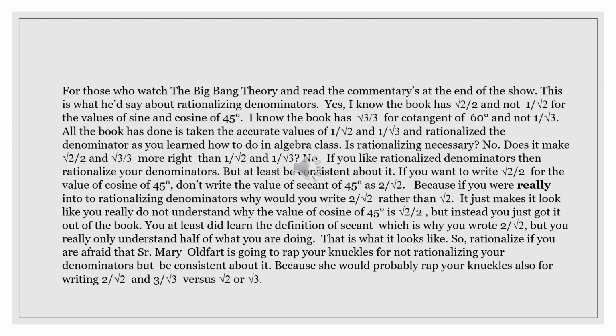If you want to write square root of 2 over 2 for the value of cosine of 45 degrees, don't write the value of secant of 45 degrees as 2 over the square root of 2, because if you were really into rationalized denominators, why would you write 2 over the square root of 2 rather than the square root of 2? It just makes it look like you really don't understand why the value of cosine of 45 degrees is square root of 2 over 2, but instead you just got the value out of the book. You at least did learn the definition of secant, which is why you wrote 2 over the square root of 2, but you really only understand half of what you're doing. That is what it looks like. So rationalize your denominators. If you're afraid that Sister Mary Oldfart is going to rap your knuckles for not rationalizing your denominators, then do it, but be consistent about it, because she would probably rap your knuckles also for writing 2 over the square root of 2 and 3 over the square root of 2 versus square root of 2 or square root of 3.